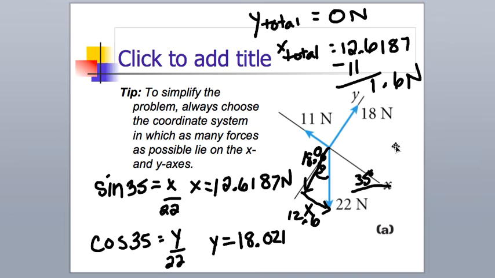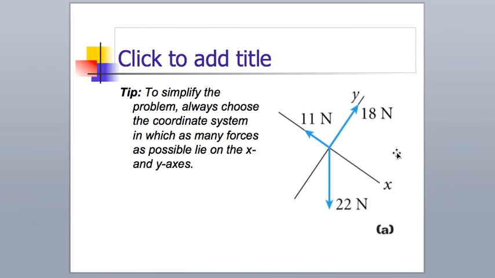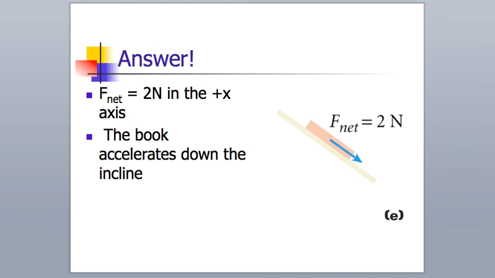And so the last step is to find the net force acting on the object. Well, if it's 0 in the y and 1.6 in the x, then the net force is only in the x direction, and it's going to be down the ramp. So this book is going to have a net force of 2 newtons in the positive x direction. And therefore, the book is going to accelerate down the ramp. It's not going to be at rest on the table. It's going to be going faster and faster down the table.